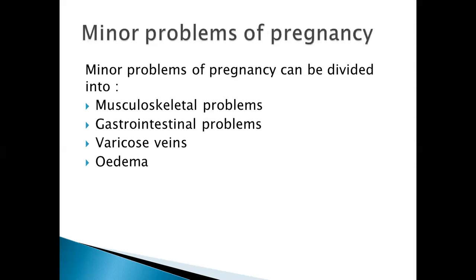First of all, we will discuss the minor problems of pregnancy. Problems of pregnancy can be divided into system-wise groups like musculoskeletal problems, gastrointestinal problems, varicose veins, and edema.